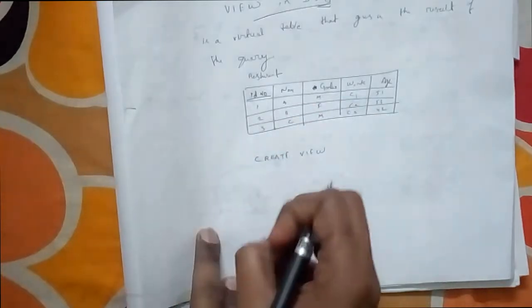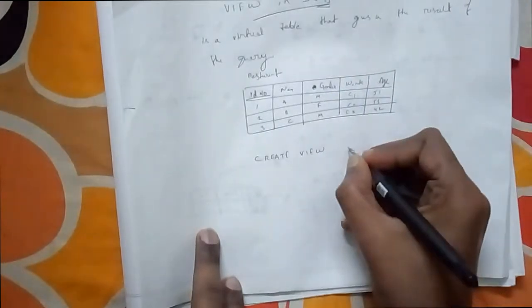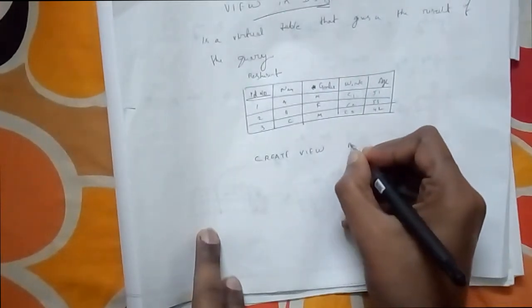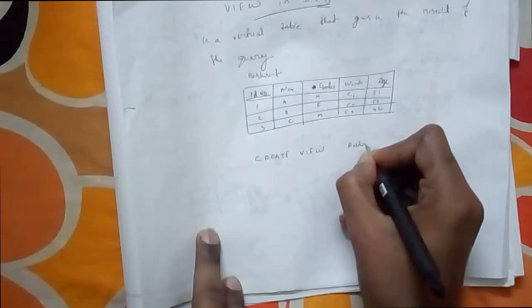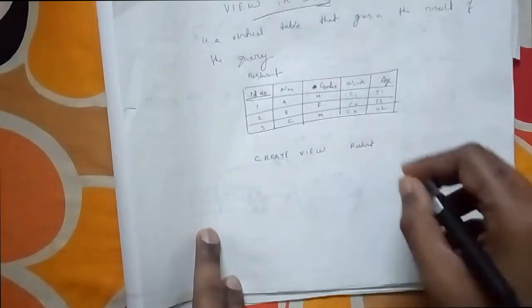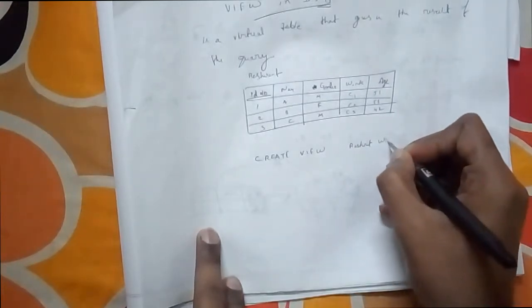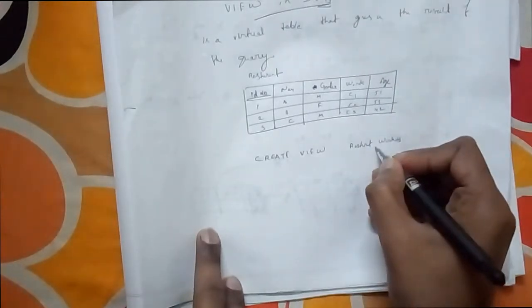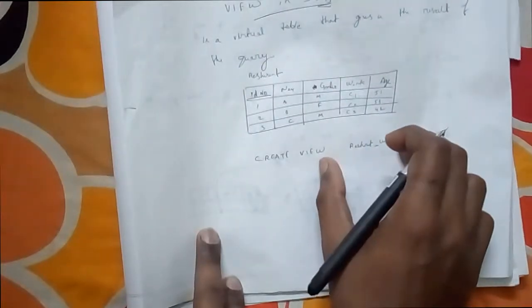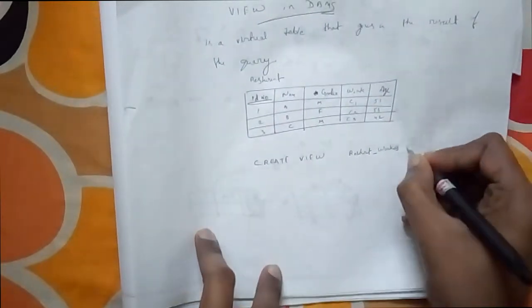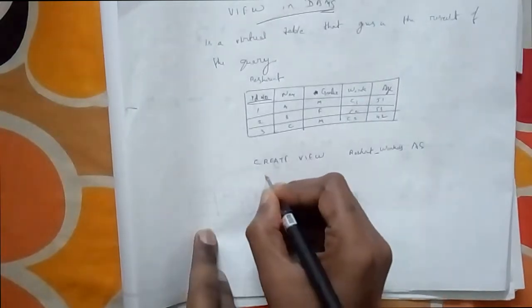What name do you want for the view? Well, anything you want. So give restaurant workers. This will be the name of the view that you are creating.